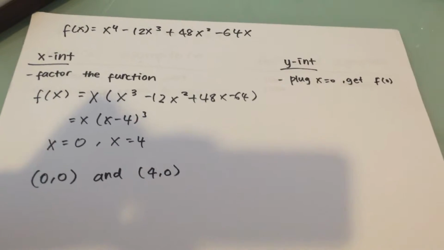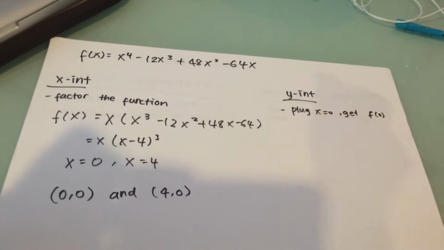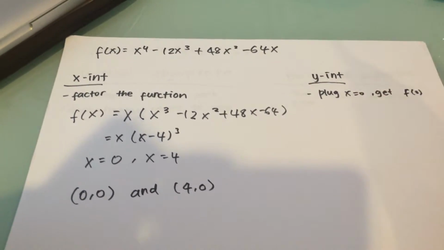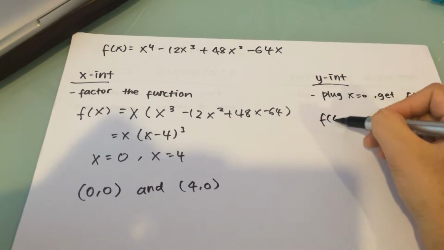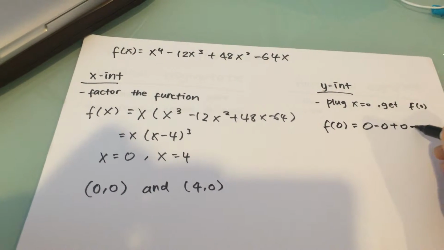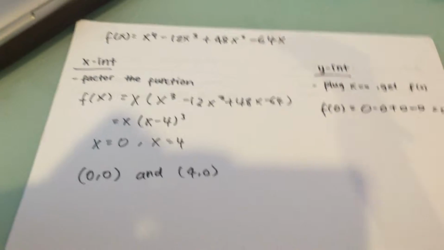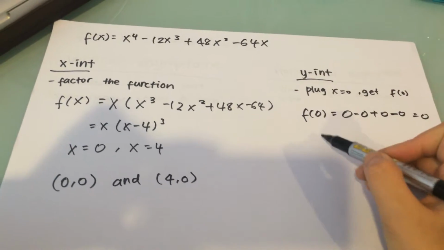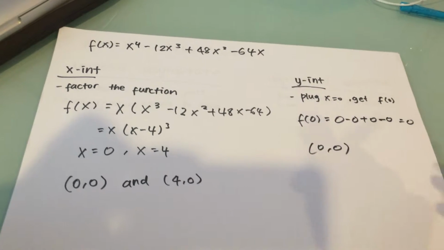And then for the y-intercept, you just need to plug x equals 0 into the original function and find y. So in this case, f(0) equals 0 minus 0 plus 0 minus 0, which equals 0. So the y-intercept will be (0, 0).